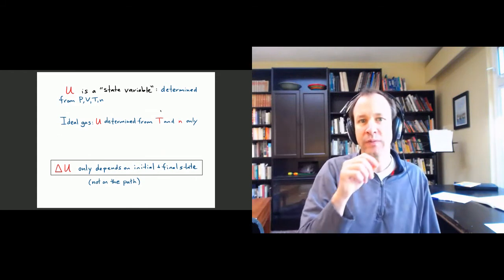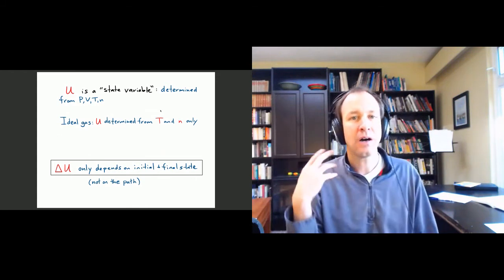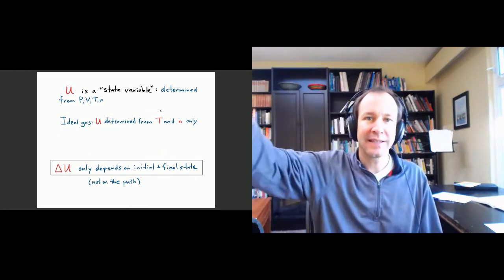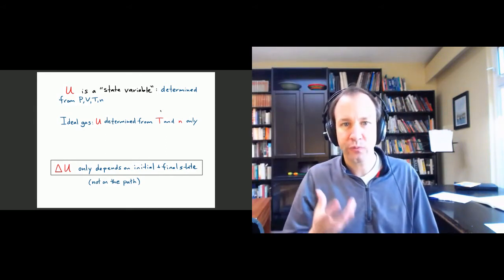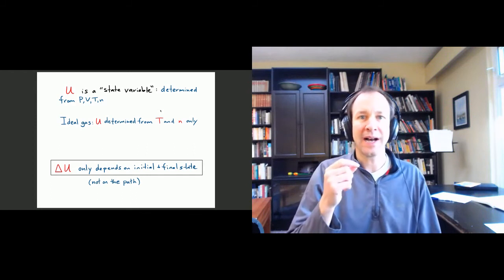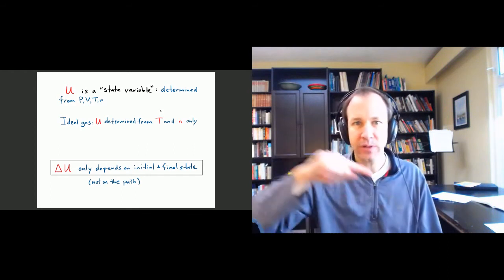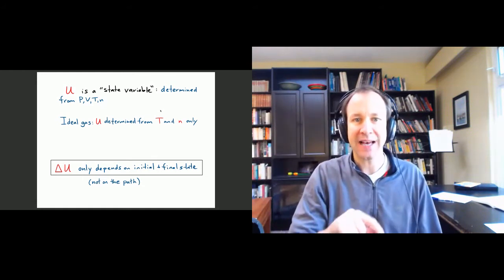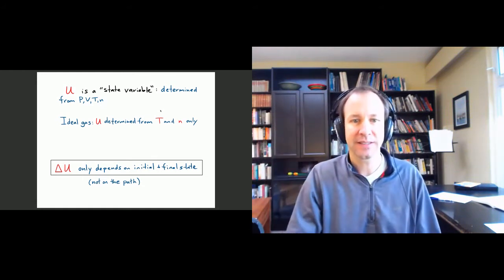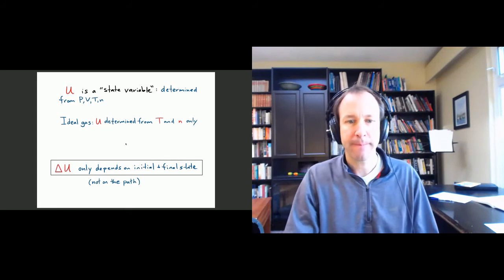U is something like pressure, volume, temperature, number of moles. It is just the energy of the gas in a certain configuration. And so when we have delta U, all we need to do is say that that's the U at the end minus the U at the beginning. That's another way of understanding why we don't really care what the process is: delta U has to be the same regardless of the path we take from the initial to the final state. Okay.